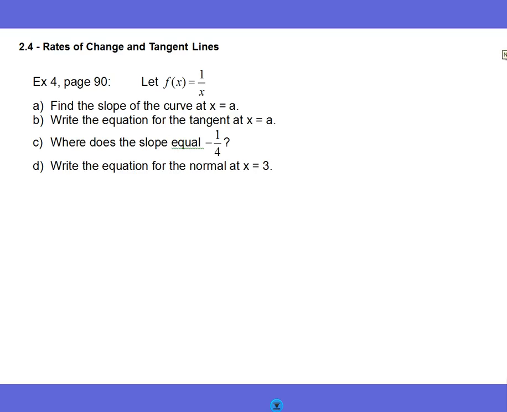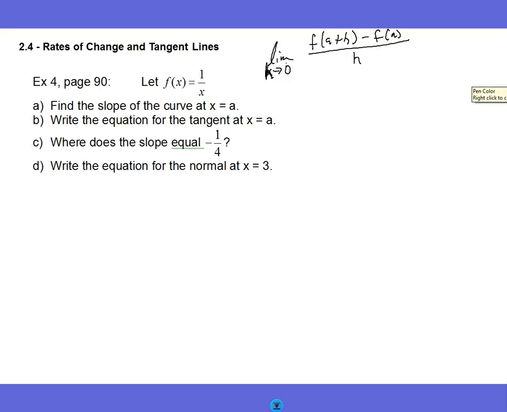Now this is where we get really excited. All right, so here we go. The first thing you want me to do is find the slope of the curve at x equals a for part A. Here's my function, 1 over x. So I want to find that slope, which means I need to know the limit as h approaches 0, not x, of f of a plus h minus f of a all over h.